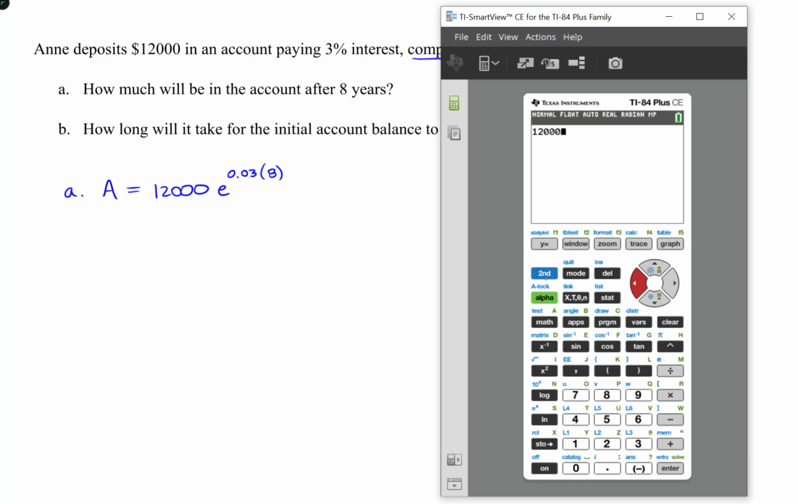I think that's too many zeros there. All right, times e raised to the 0.03 times 8. If you're using one of the older model calculators that doesn't show things as an exponent, just make sure you put in parentheses the 0.03 times 8 so that you get the same result, making sure the multiplier of 8 is also in your exponent. All right, so we get 15,254.99 when we round to 2 decimals.